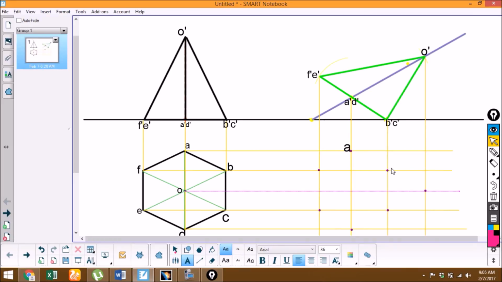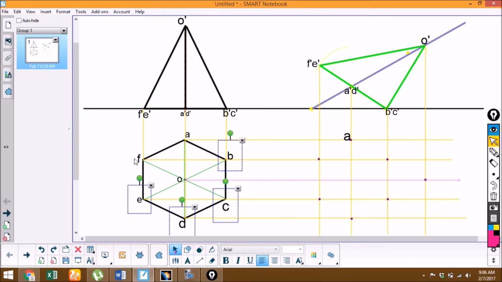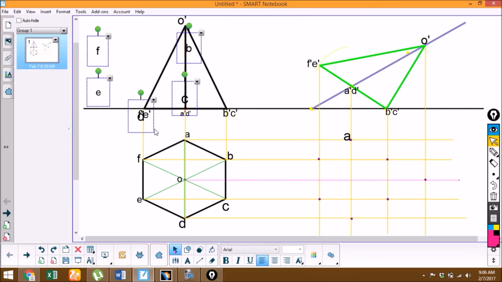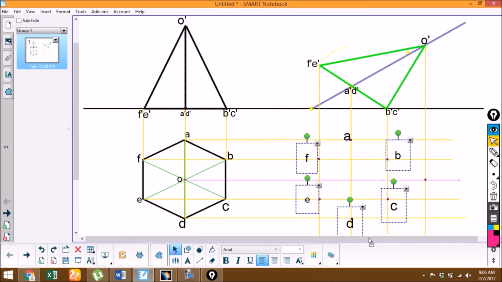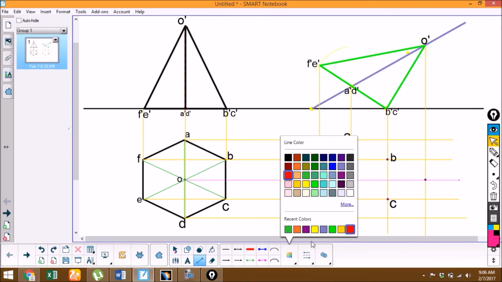Now we need to join all these points. While joining B dash and C dash, that base edge is not visible, so it must be drawn using a dashed line only. So let me put all the points first. Here, because of inclination, the axis is inclined 30 degrees with respect to HP, so the shape of this regular hexagon will change, that is, it is reduced.